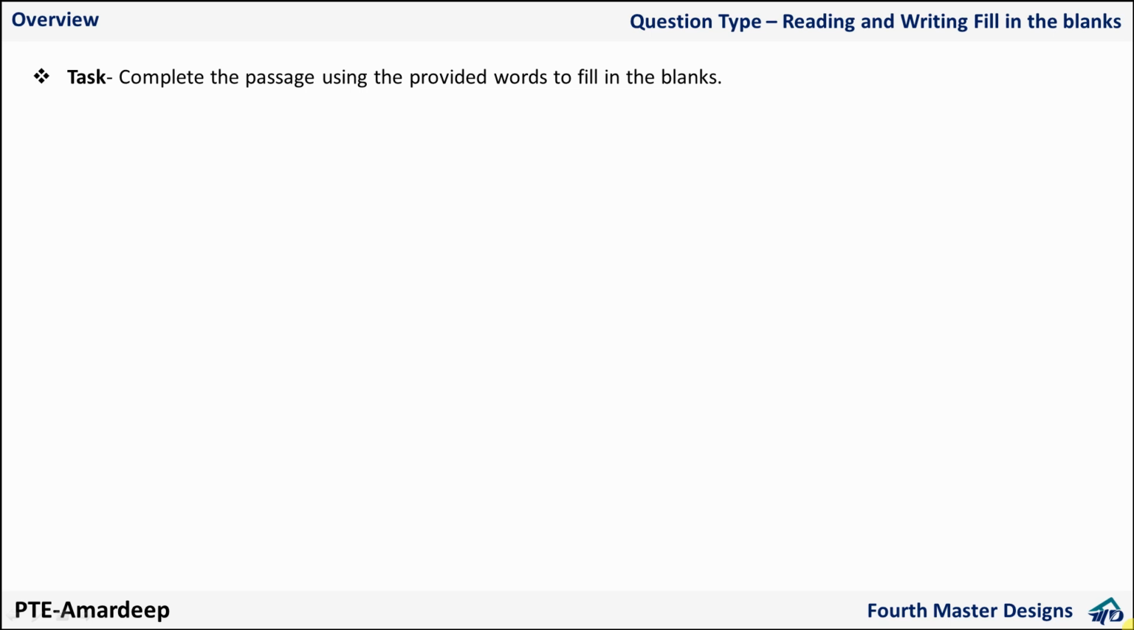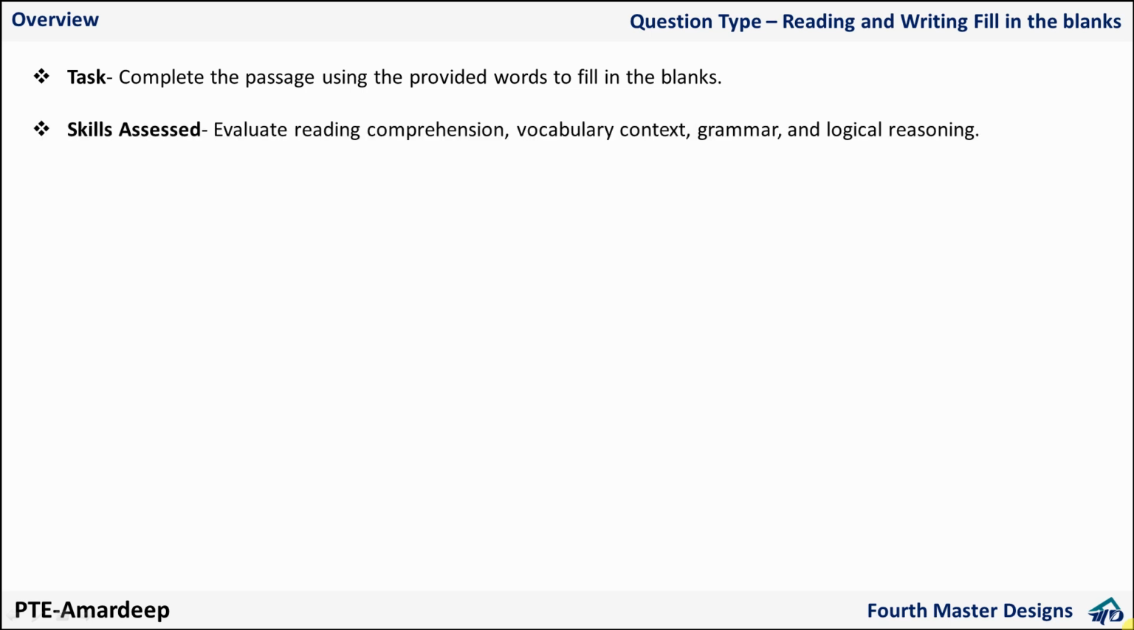About the skills, they are checking your reading comprehension skills, then they are checking your vocabulary skills, then your grammar, your logical reasoning, everything. And because of these skills, your reading and writing modules are getting assessed. That is the reason why this question contributes to reading and writing.